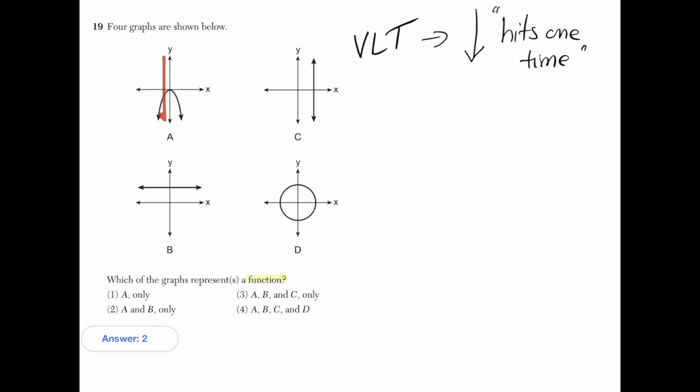In this one here, it's a parabola. Yep, I can draw lines, even though it may seem like, but what about here? Am I hitting it more than once? It is a parabola. It is hitting just in one position at a time. So it does work for A.